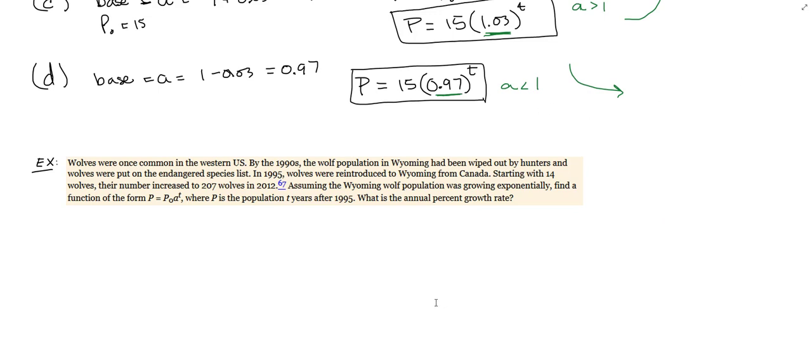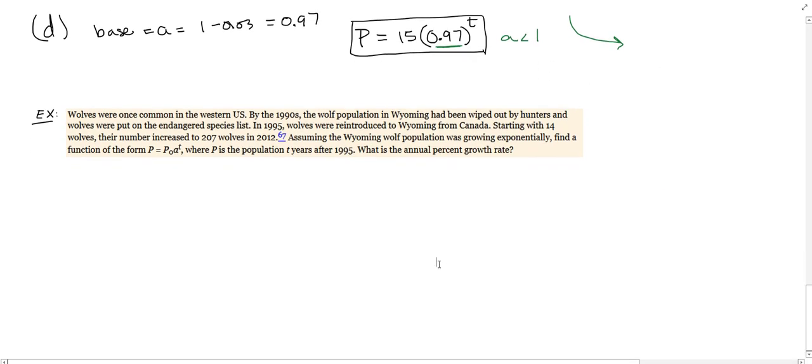Let's try one more example. So in this one, we have that wolves were once common in the western US, but by the 1990s, the population had been wiped out. And so in 1995, wolves were reintroduced to Wyoming from Canada. Starting with 14 wolves, their number increased to 207, and that was by 2012. So assuming the population was growing exponentially, find a function to represent this growth. And it's going to be an exponential function, and then t will be the years after 1995, and then we'll say what the annual percent growth rate is.